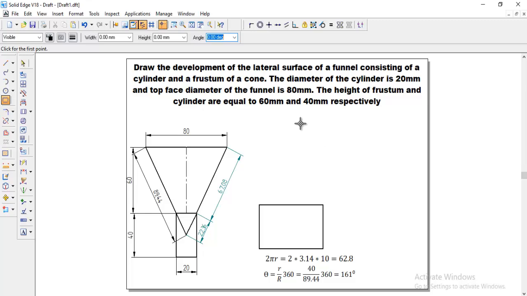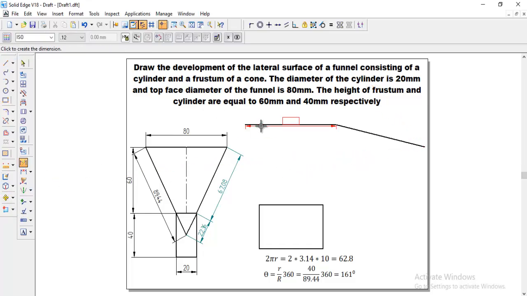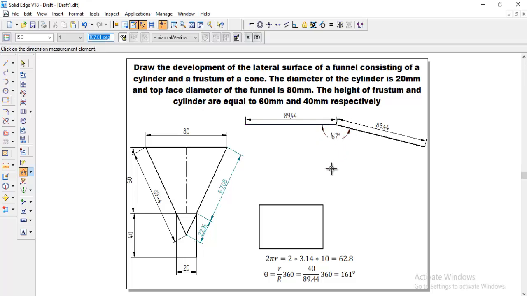So we need to construct two lines with the total length 89.44, and between those two lines the angle will be 161. So go to line, and you can draw one line here. The length of the line will be the side length, 89.44. You can construct the line, and one more line you can take. That length will also be 89.44, and you can fix that length by using smart dimension. And now by using angle between, we need to select these two lines, and the angle we need to give is 161.